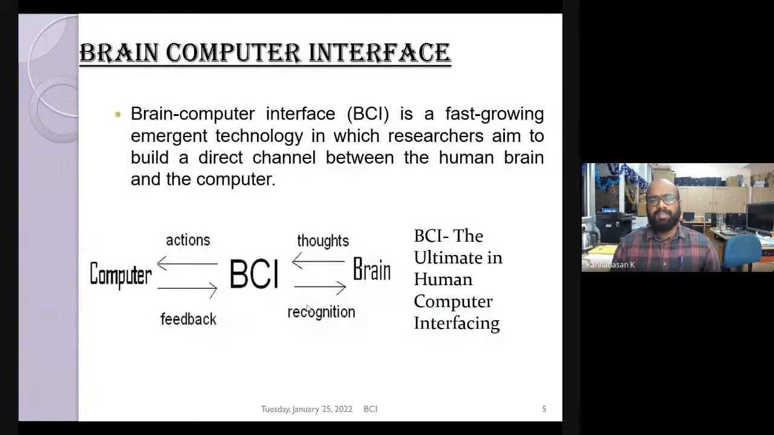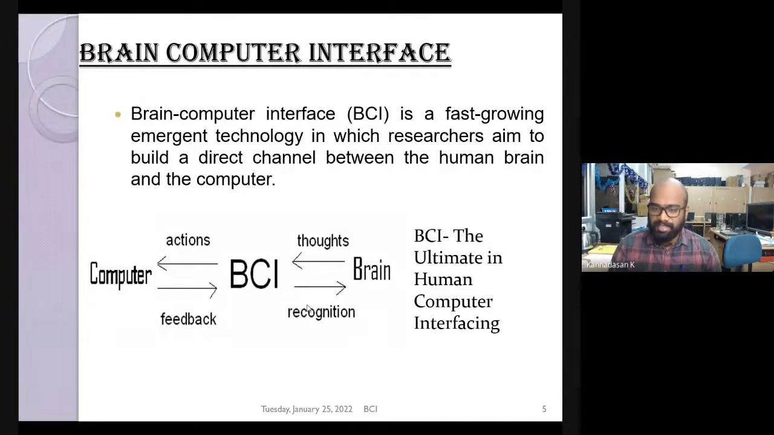To start with, what is brain-computer interface exactly? As a definition, it's a fast-growing emergent technology in which researchers aim to build a direct channel between the human brain and the computer. You are a human being who is using the computer, and I'm trying to bring a direct channel between my brain and the computer, rather than me sitting and typing and giving commands to the computer. It should be able to understand what I think. That is the major motivation behind the brain-computer interface.